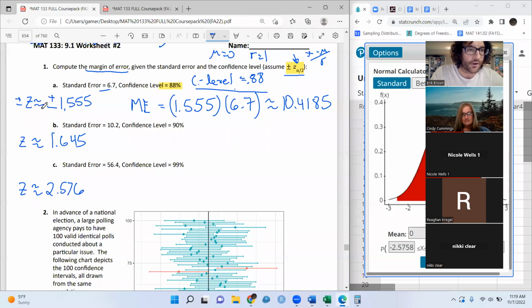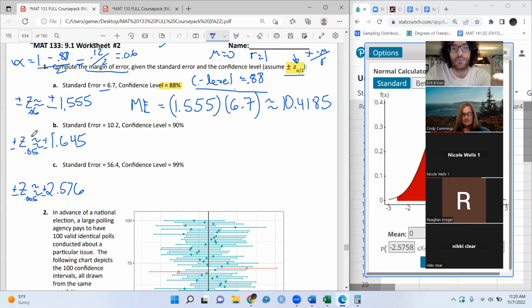So technically what we're supposed to write here is plus or minus, plus or minus, plus or minus, plus or minus, and then the subscript on these is the alpha. So alpha is equal to 1 minus 0.88, which is 0.12, and then we divide that by 2, which is 0.06. So technically there's a subscript on this of 0.06, on this one it's 0.05, and on this one it's 0.005. You may remember things looking like this without the plus or minuses back in chapter 7. That's when we first encountered those.